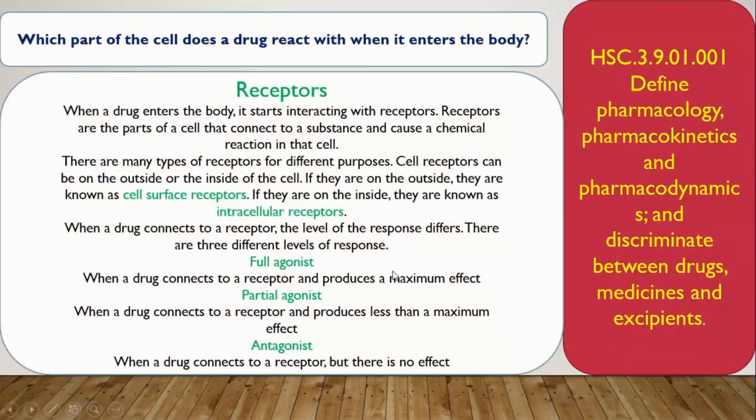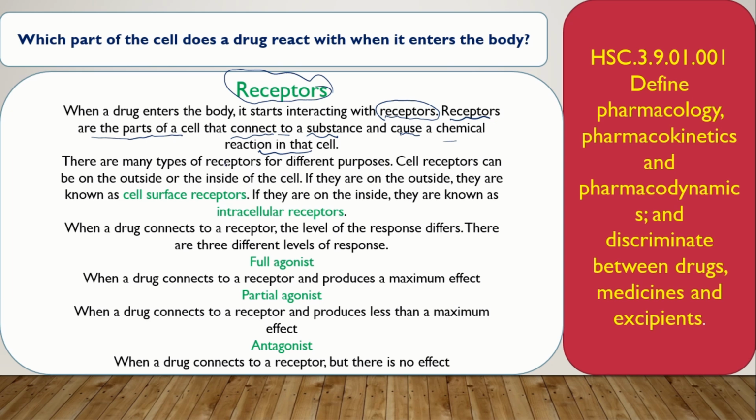The next question is: which part of the cell do drugs react with when they enter the body? Which part of the cell? Your answer is receptors. When drugs enter the body, they start interacting with receptors. Interacting with what? With receptors. Receptors are the part of the cell that connect to substances and cause a chemical reaction in the cells.